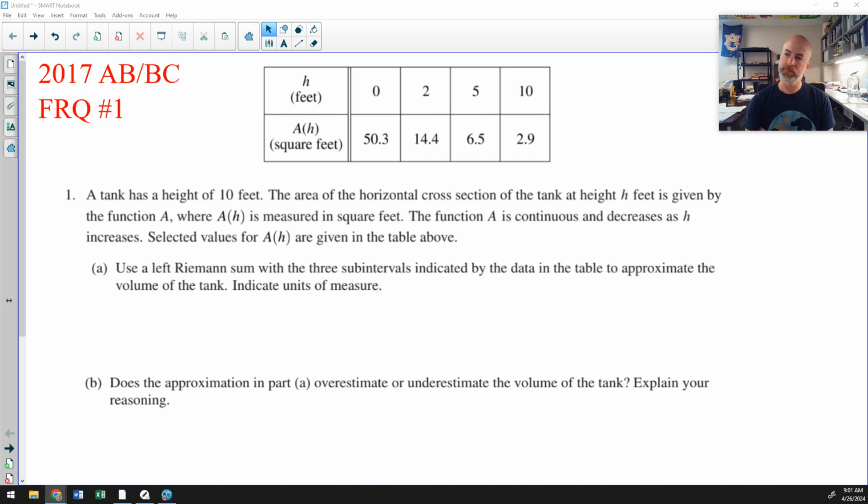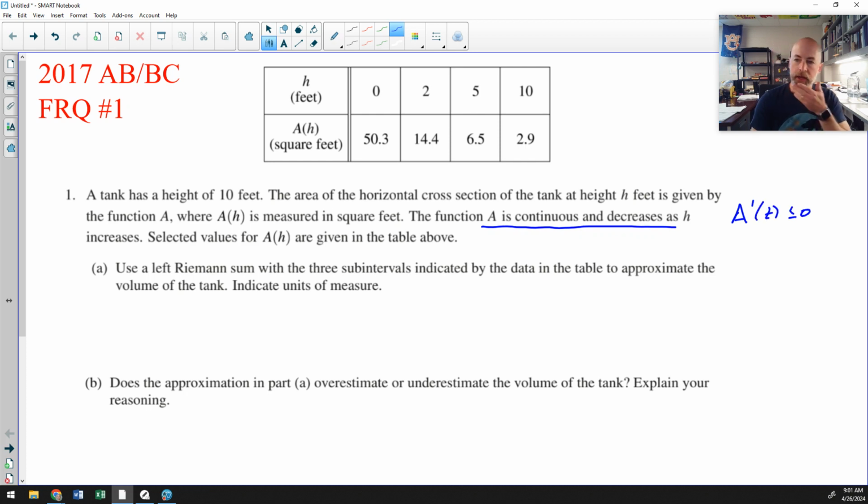And it appears to be a decreasing cross-sectional area as we go up, kind of like a cone. And that is true because they tell you right here, A is continuous and decreases. I would probably make a note to myself at that point. If a function is decreasing, the derivative would be less than or equal to 0. And we have select values for A of H.